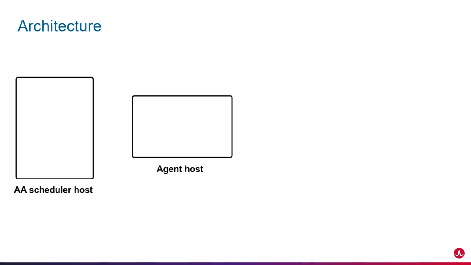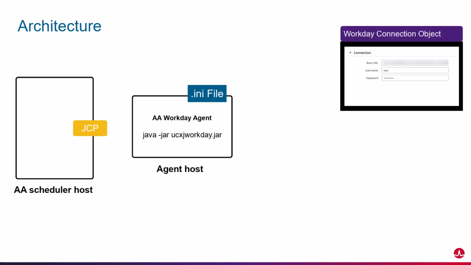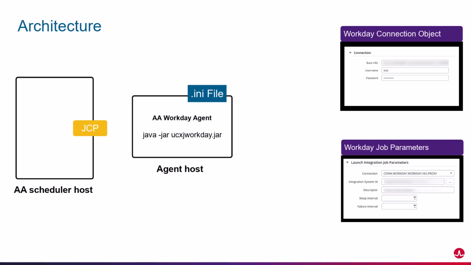The agent is configured with a simple INI file containing standard values: system, agent name, connection, and TLS. When we start the agent, it connects to the engine and it adds two new objects to the repository: a connection object to store the Workday endpoint and login data, and a job template designed to trigger Workday jobs.